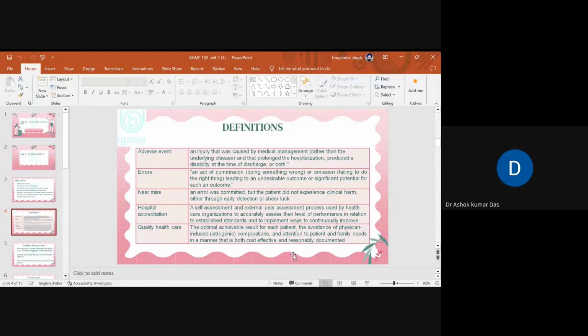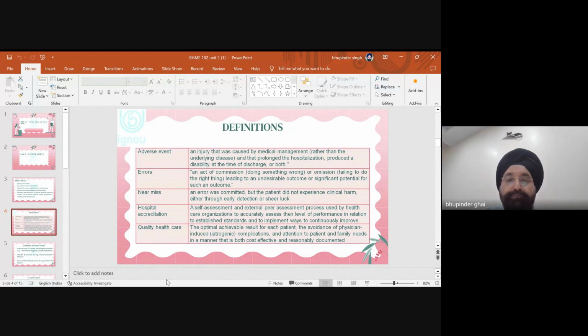What is physician-induced complication? Like I gave the example, it is iatrogenic. When any injury or any adverse effect is caused by the physician while doing the procedure, then it is called iatrogenic.